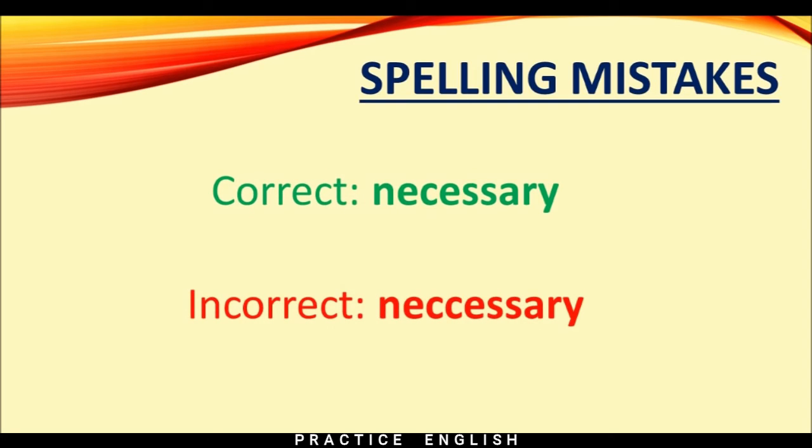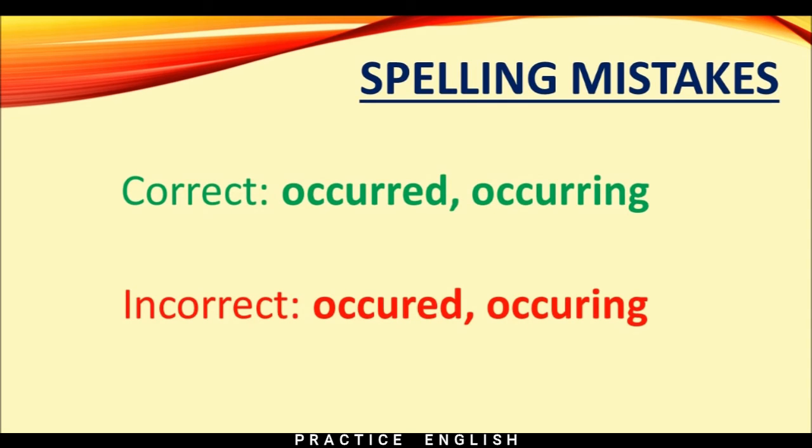Let's look at the word necessary. We only need 1 C and 2 S's in the word necessary. But in the word occurred and occurring, then we need 2 C's and 2 R's. Now the base form of this verb, occur, has 2 C's and just 1 R at the end. But when we add the ED ending to make it in the past, or the ING ending to make it continuous, then we need to double the R. So we get occurred and occurring with 2 C's and 2 R's.